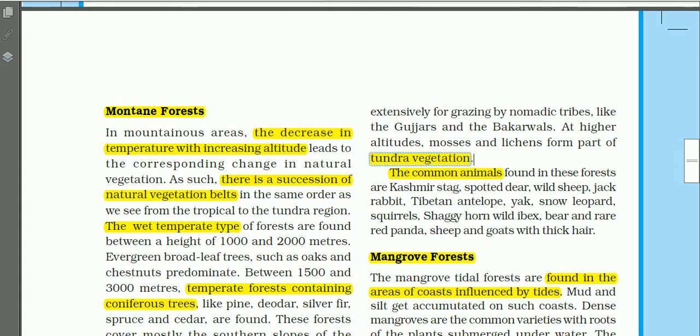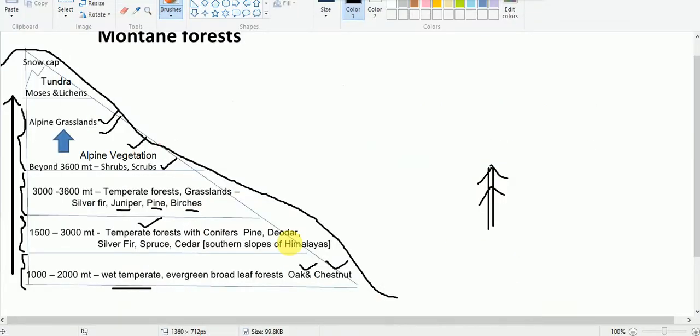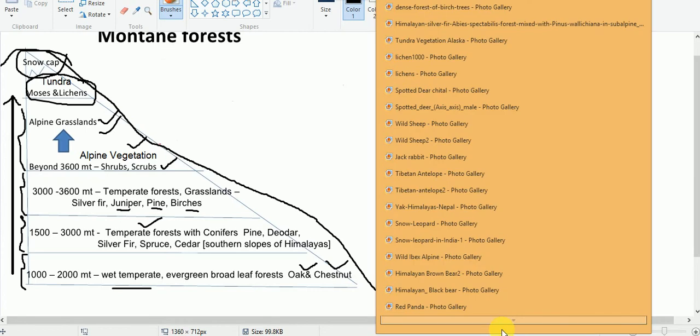So at a higher altitude, see here, beyond alpine grassland, you will find tundra vegetation. And tundra vegetation mainly consists of mosses and lichens. And beyond this tundra, you will find snow-capped peaks. Here we have a photograph showing this tundra vegetation.